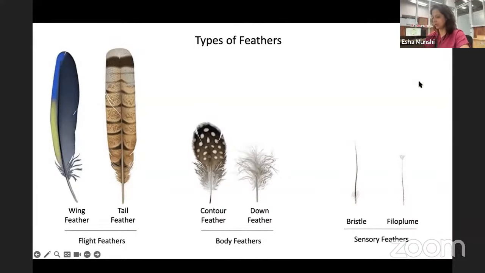Feathers, generally, after they grow completely, are dead structures like hair and nails. We all have seen quills like this, right? So this is dead. This is hollow. And this feather structure is dead. There's no life in this. It can't repair itself. Right?